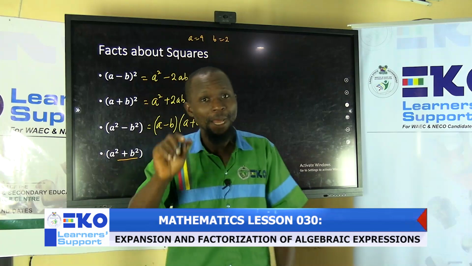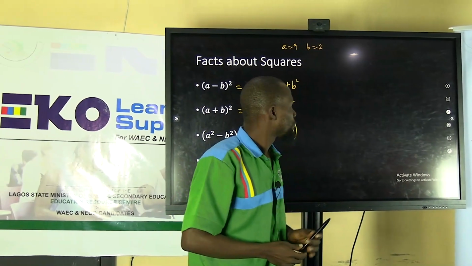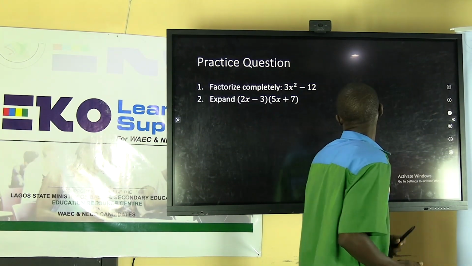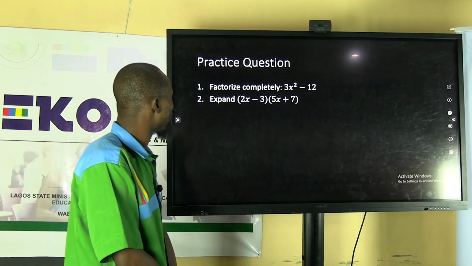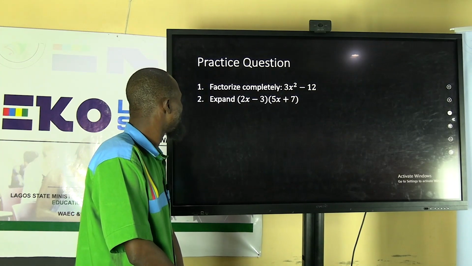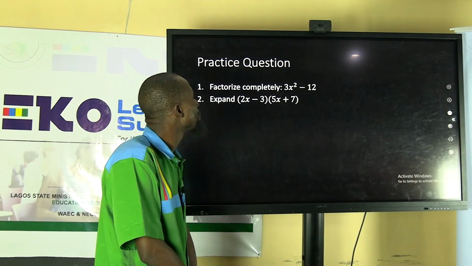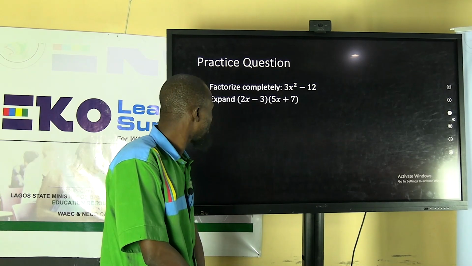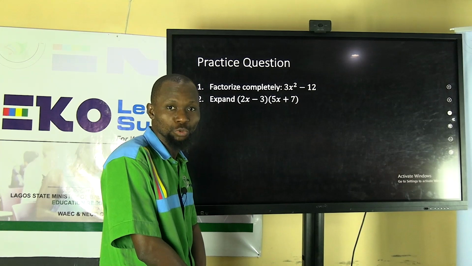But before we go, I need to give you a practice question to really check what we have learned today. So I have this question: factorize completely 3x squared minus 12. And then the second one is expand (2x minus 3) multiplied by (5x plus 7). So in just under 60 seconds, you should be able to finish the 2 questions.